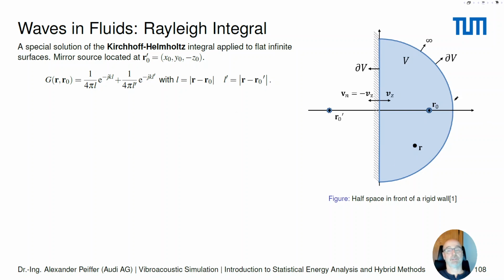Our vectors, source and, let's say, receiver vector, are located somewhere here in this defined volume. And we have an additional source, which is here, the so-called mirror source position, which is denoted by R index 0 with a dash. Our classical Green function is the well-known Green function as we know it. That's the typical Green function, not the generalized version.